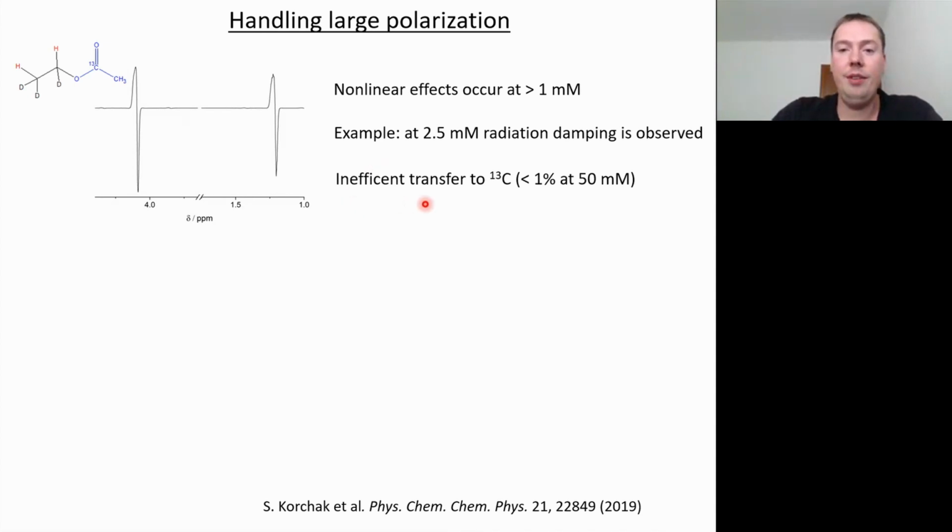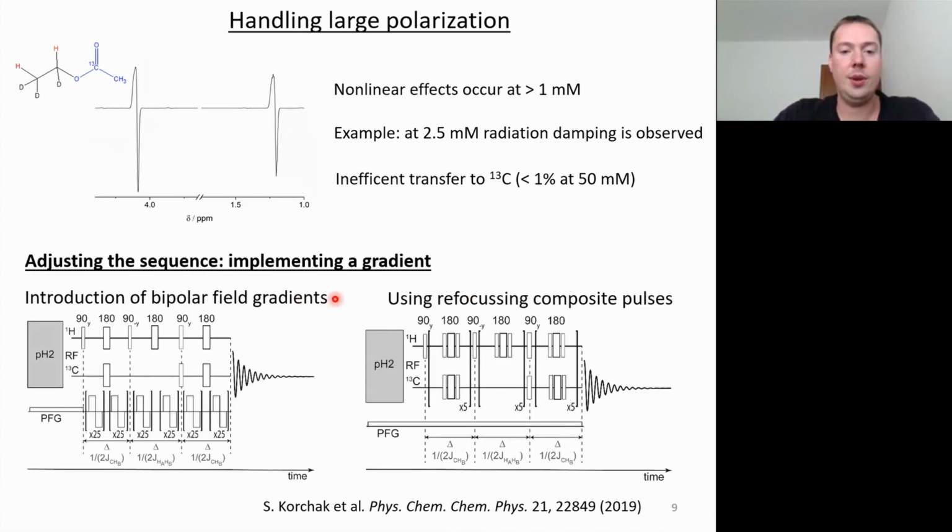So we only achieve a very inefficient transfer to carbon-13 if we want to go to higher concentrations, such as 50 millimolar. 50 millimolar is a concentration that people in the in vivo community typically aim for to run in vivo studies. So we started tweaking our sequence a little bit to fight these effects, and that mainly worked by introducing some gradients. You see two realizations of the sequence where we have to switch bipolar gradients on and off to fight this large magnetization. We're dephasing and rephasing it all the time while we run through the pulse sequence.